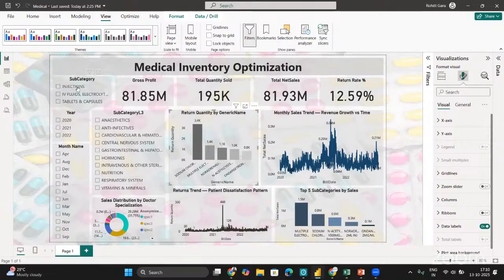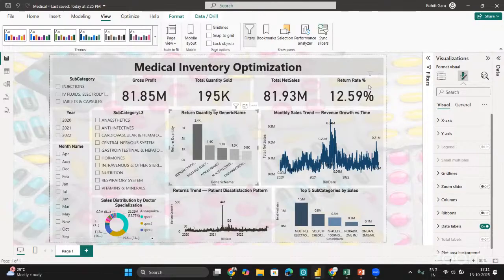So here are the slicers. This is the subcategory, and this is the slicer for the year, and this is the slicer for the month. Our first KPI is gross profit, 81.85 million, and total quantity sold is 195,000 units, and total net sales are 81.93 million.